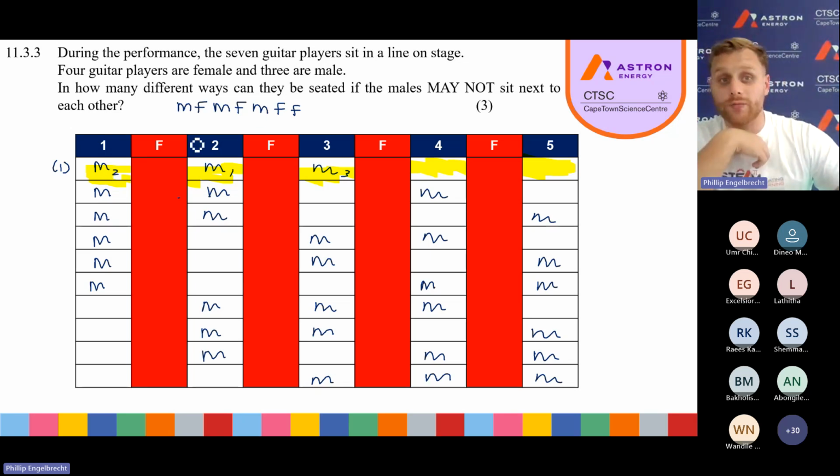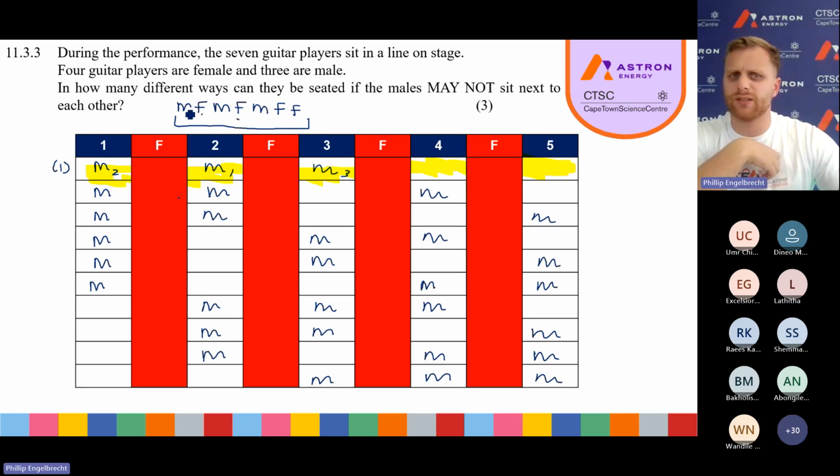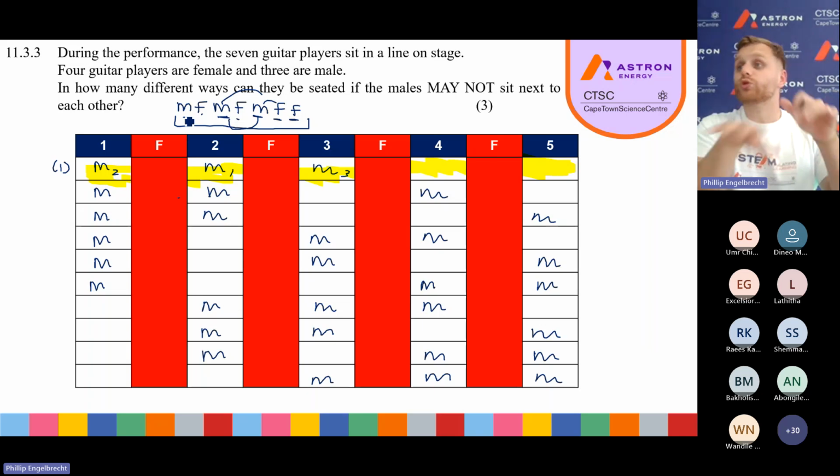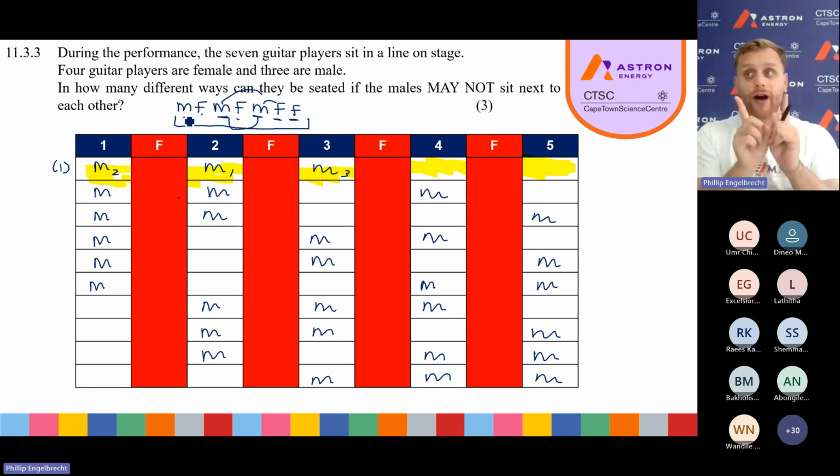Within that arrangement, this female can swap with this female. Maybe she doesn't like this guy, so she swaps with her. This female can swap with this female. This guy doesn't like this girl, so he swaps with this guy. This guy wants to be next to this girl, so he swaps with him. So they can all swap each other around. They can all interchange with each other, provided that they stay in that arrangement.